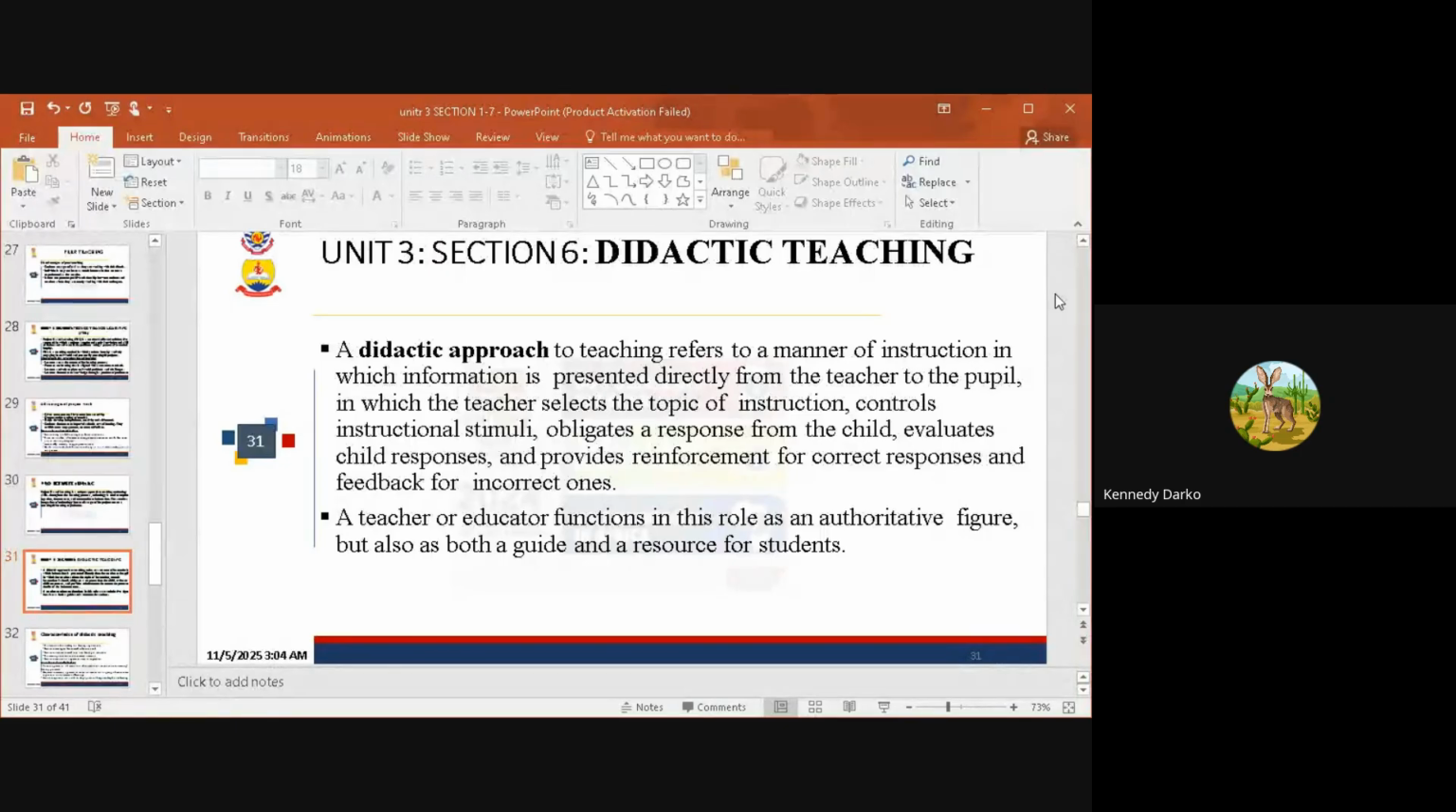Okay, they want to know that whatever they have given you, you are able to respond perfectly. After that, they will evaluate the responses you have brought, especially the English teacher, the science teacher, whatever. When they give you an exercise, they are looking at your responses, whether the responses you have given are right, and they provide reinforcement for correct responses and feedback for incorrect ones.